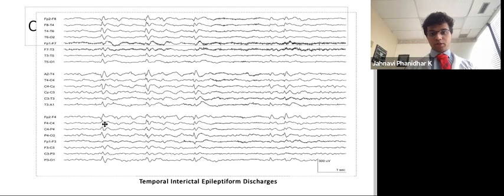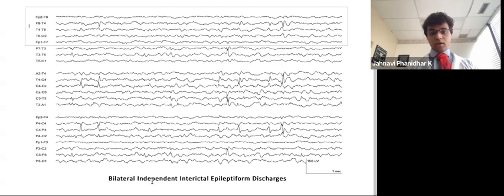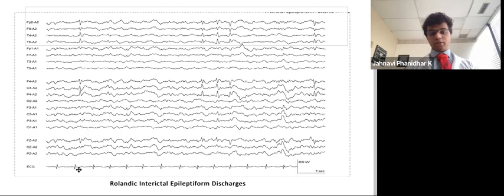We can see 5 components here: 1, 2, 3, 4, 5, and each of them is polyphasic, and they are repeated along the EEG strip again and again. And this is a bilateral independent interictal epileptiform discharge. We can see that there are epileptiform discharges, but they are independent of each other and they happen bilaterally. They do not occur at the same time over all the electrodes.